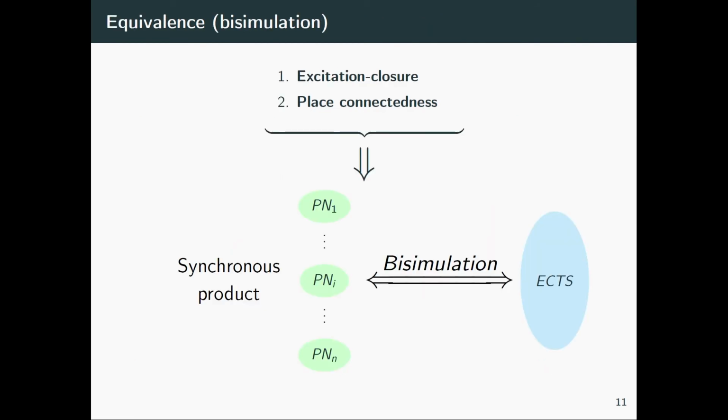Combining the two previously mentioned properties, excitation closure and place connectedness, we have proven that there exists a bisimulation between the synchronous product of the Petri nets and the excitation closed transition system used for the generation of the regions. Therefore, we can assure that the behavior generated by the synchronization of Petri nets is the same as the initial transition system.